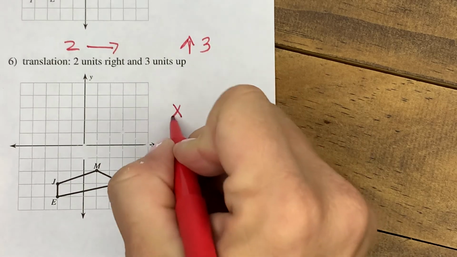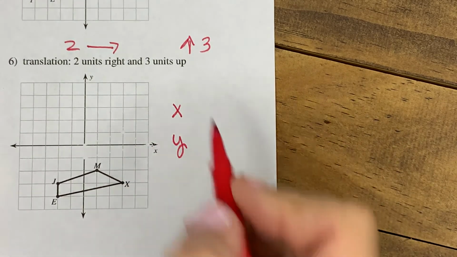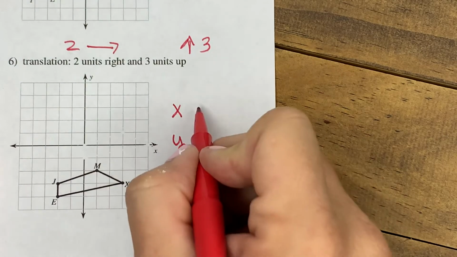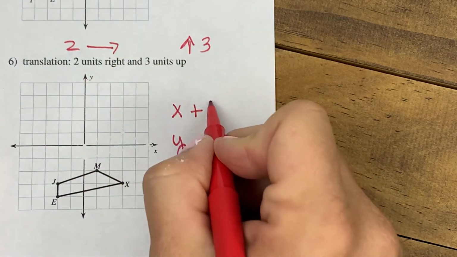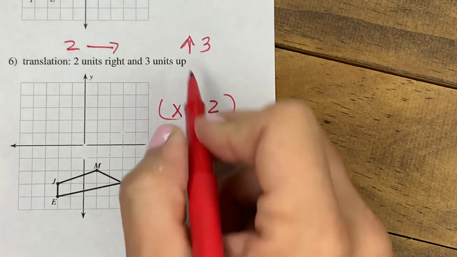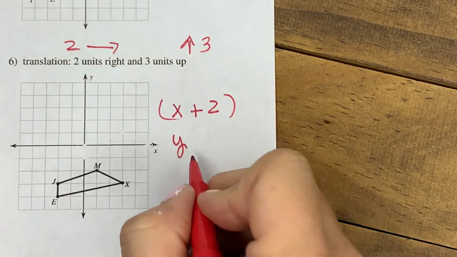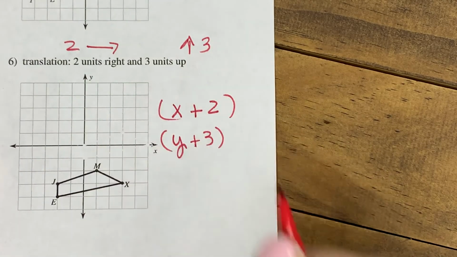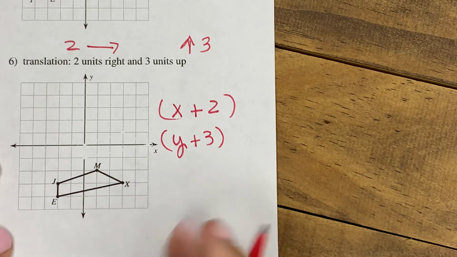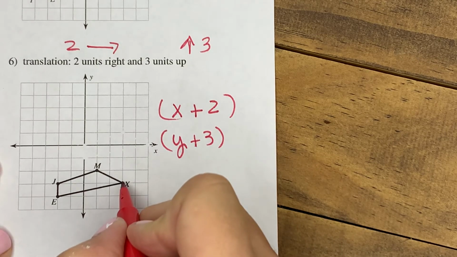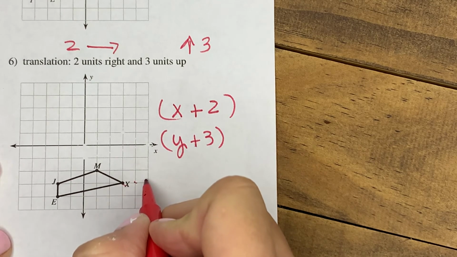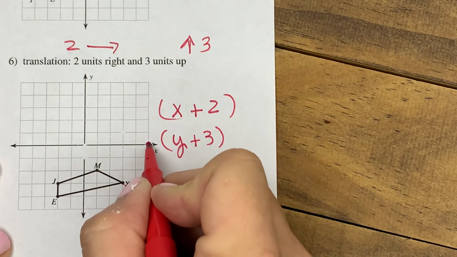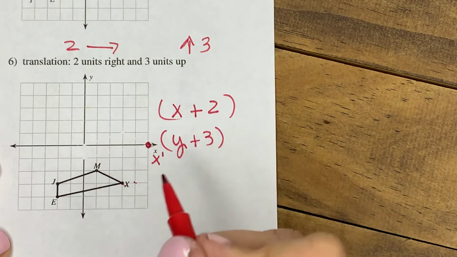But remember, I'm going to go on X and I'm going to go on Y. If I go to the right on X, I'm going positive. And how many am I going? 2. And on Y, if I'm going up, I'm going positive and I'm going 3. So let's go ahead and move our points. Let's move X first. I'm going to go over 2, 1, 2, and then up 3. 1, 2, 3. This is X prime.